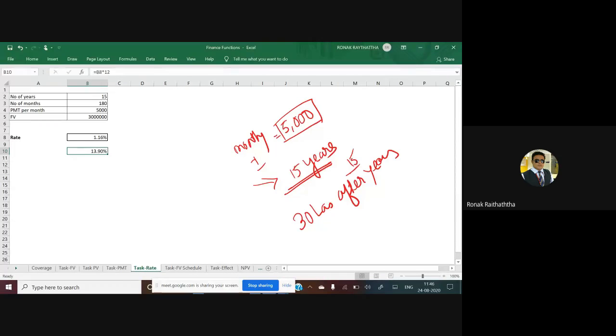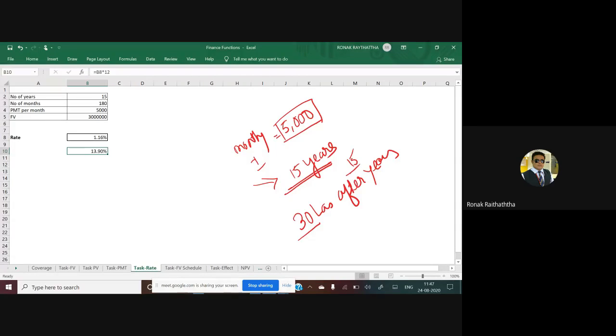So he wants to know what will be the rate of expectations of return from this particular investment. He has a specific goal, and that goal is 30 lakh rupees he wants to receive after 15 years. He also has a limitation on spending: he said, "I cannot spend anything more than 5,000 rupees on a monthly basis." So that is a clear-cut, straight-away requirement given to you.